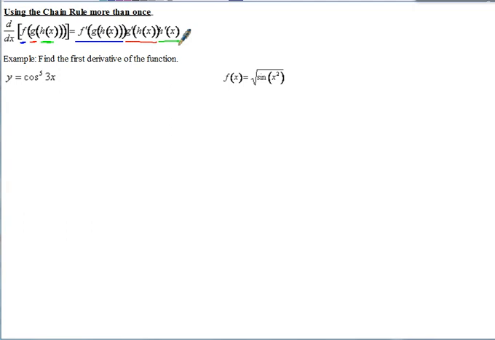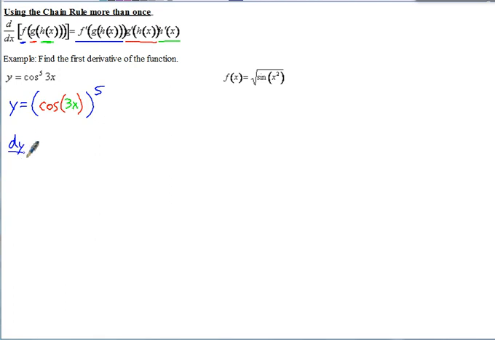So the key is first to rewrite it so it's easier to see the functions inside. So let's first rewrite this, y equals. The outermost thing we have, notice, is to the fifth power. So we write this all to the fifth. And then inside of that we've got cosine. And inside cosine we've got 3x. So now it's a little easier to see what the outer function is. So the fifth power, that's like our f of x, the cosine is like our g of x, and the 3x is like the h of x.